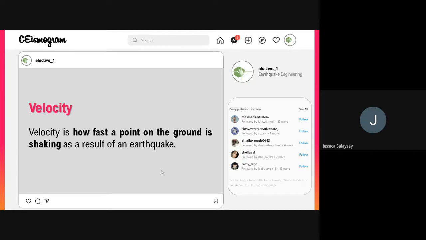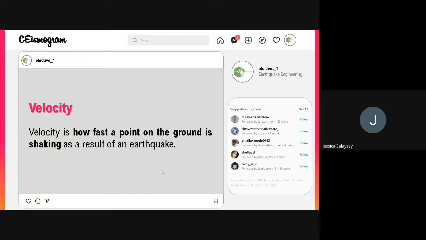Next is velocity. Velocity is how fast a point on the ground is shaking as a result of an earthquake. Sa velocity naman, kung gaano kabilis ang isang point, means isang area or isang lugar, mag-vibrate after ng isang earthquake.